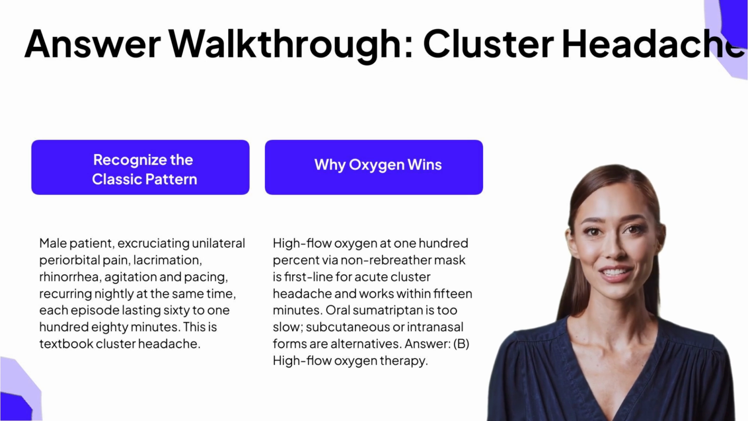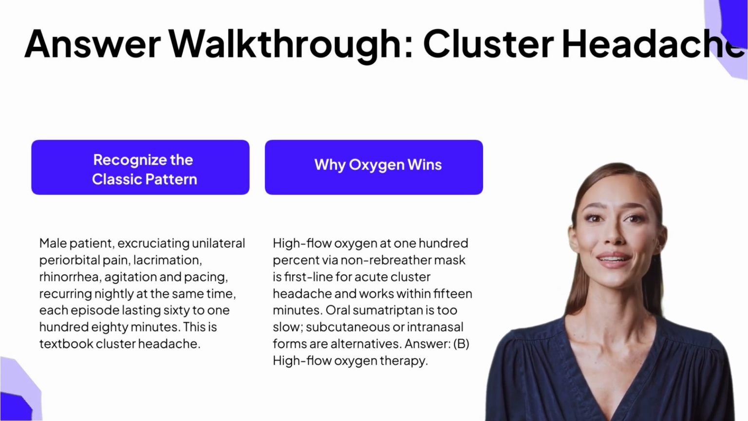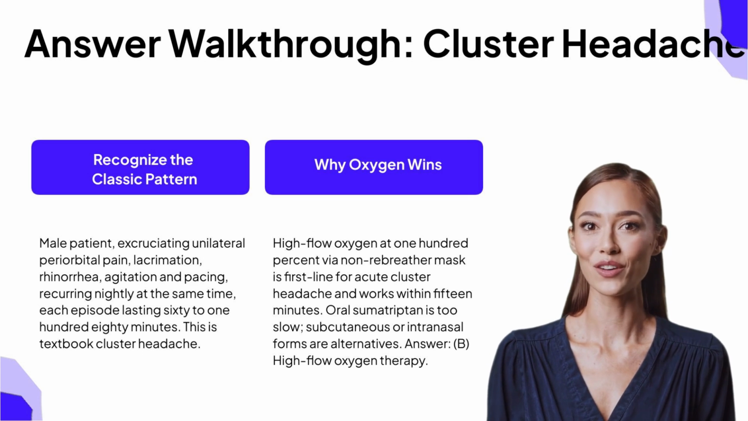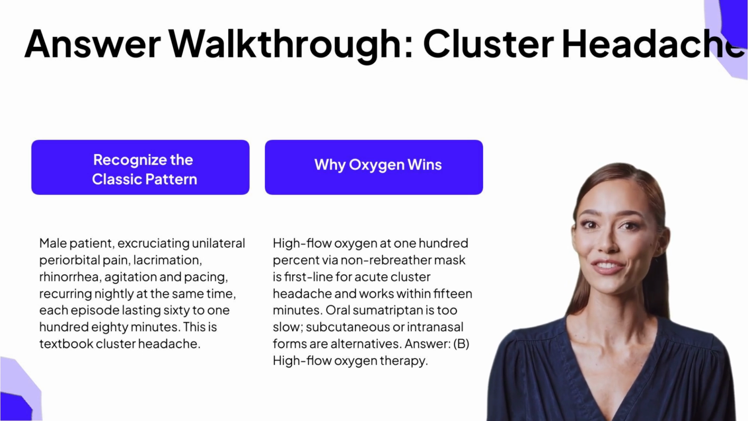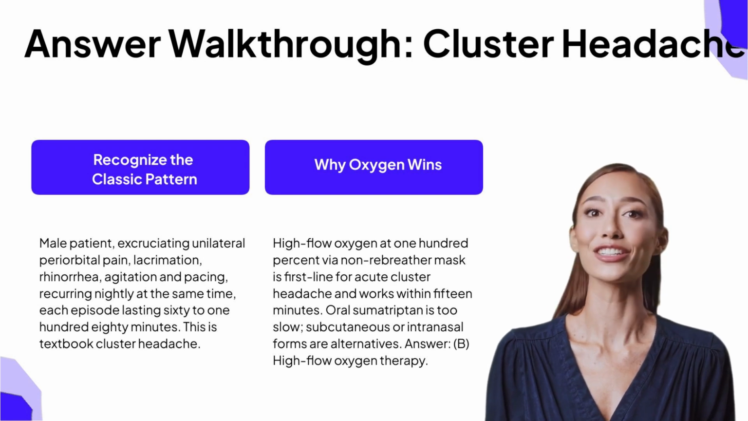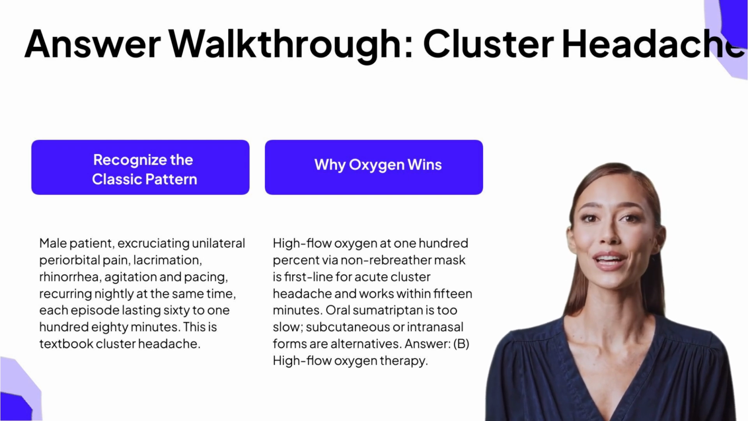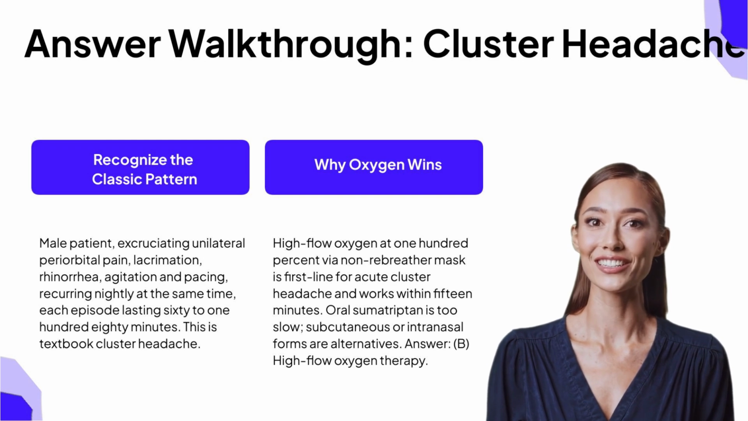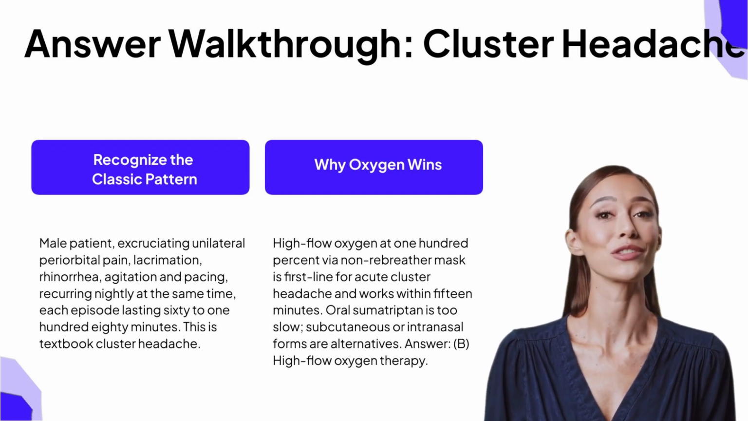The classic pattern is all here. Male patient, excruciating unilateral periorbital pain, autonomic features on the same side, agitation with pacing rather than lying still, recurring at the same time nightly, and each episode lasting 60 to 180 minutes. Now for the treatment.